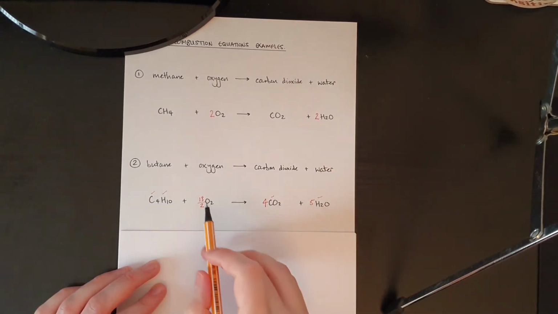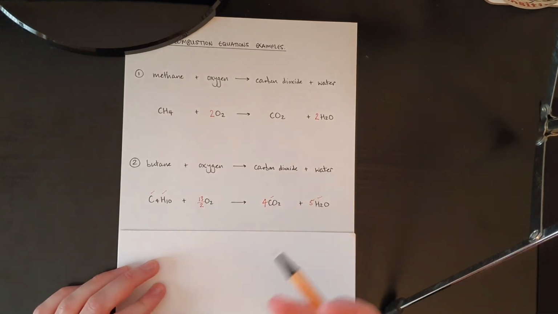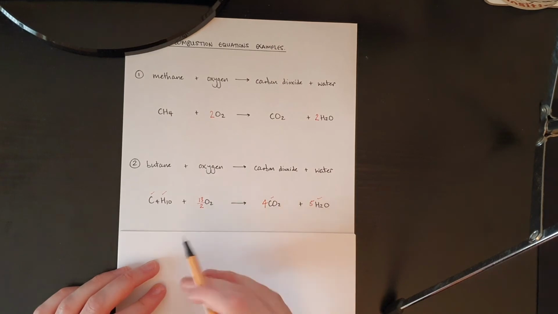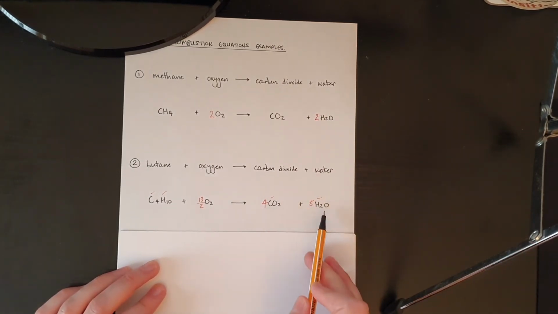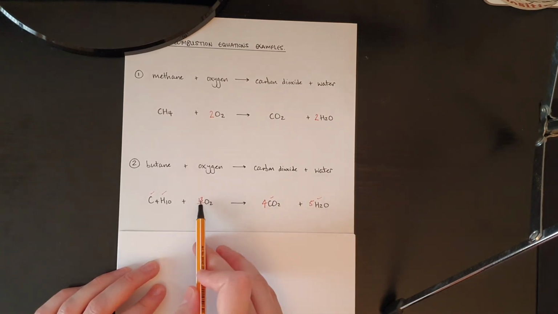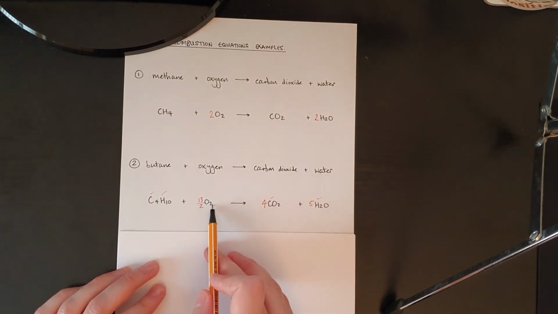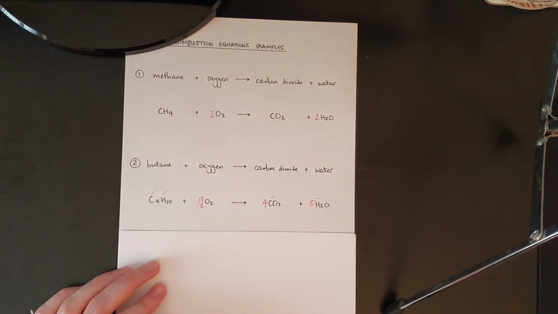So the correct answer is 13 over 2, or 6.5. You can write 6.5 if you like, because that is what we need to multiply by 2 to get to 13. But if that is a bit complicated, just think, okay, take the number of oxygens I have over here, put it on there, realise that I've got double the number that I need, divide it by 2.